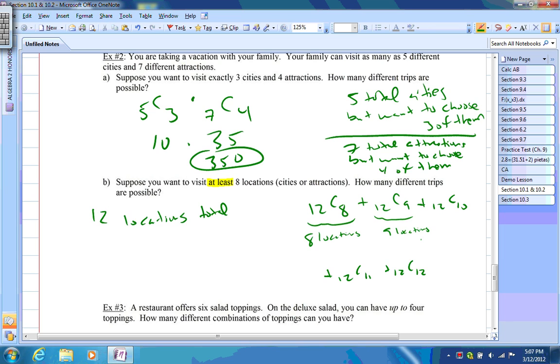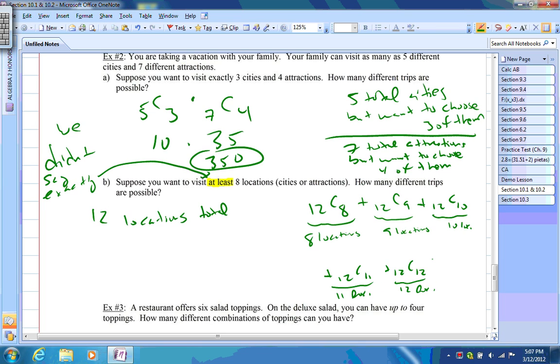So you could choose to see 8 locations. But you also could choose to see 9 locations. Because notice we didn't say the word exactly, we said at least. So you also have to look at all the ways you can see 9 locations. And all the ways you can see 10 locations. And 11 and 12.